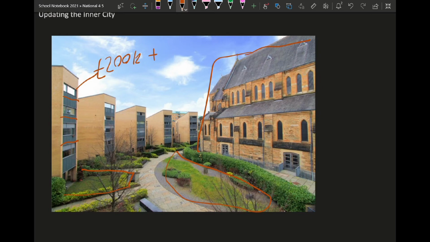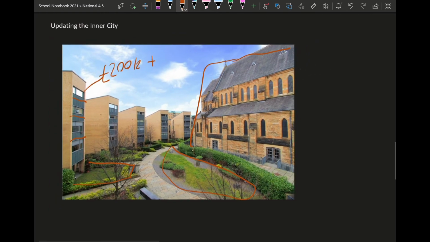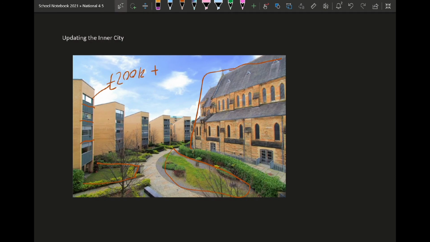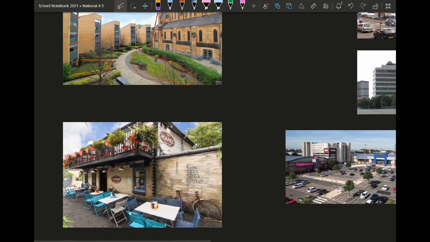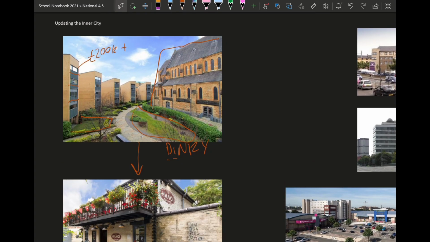That they're the epitome of inner city living now, because not only did they do this, they also encouraged really nice restaurants to come in. So this is where our dinky term comes in, which is our dual income, no kids yet.